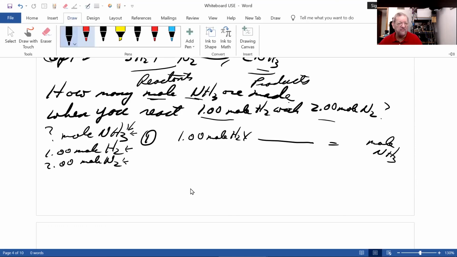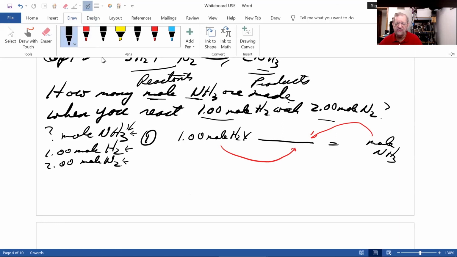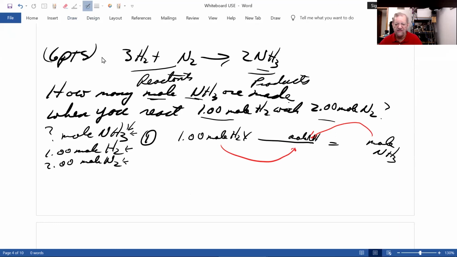And now I'll use my good buddy, my good friend, unit analysis. Whatever I'm trying to get to goes on top of the ratio. Whatever I'm trying to get rid of goes underneath. Notice moles of hydrogen divided by moles of hydrogen equal one. Where do I get the numbers here? I look at my balanced chemical equation. For every 3 moles of hydrogen, I react 1 mole of nitrogen to make 2 moles of ammonia. So for every 3 moles of hydrogen, I make 2 moles of ammonia.